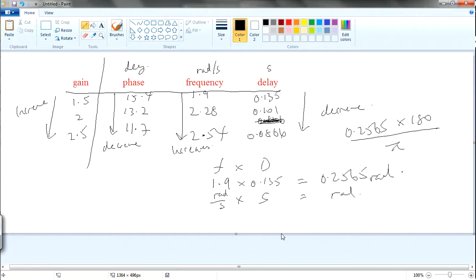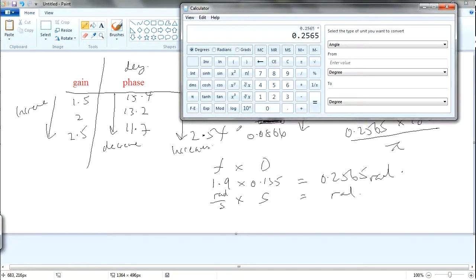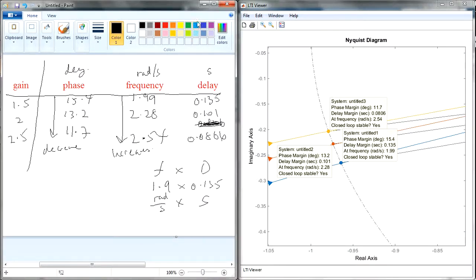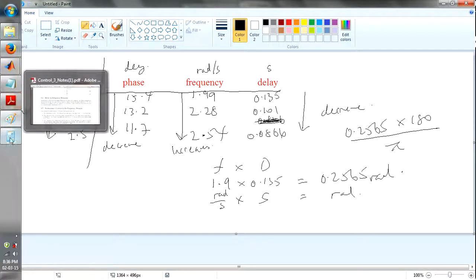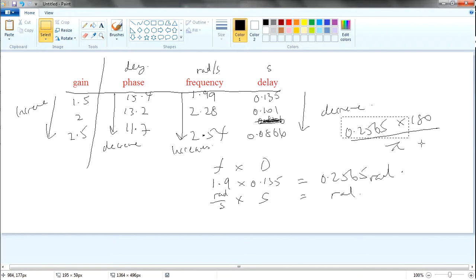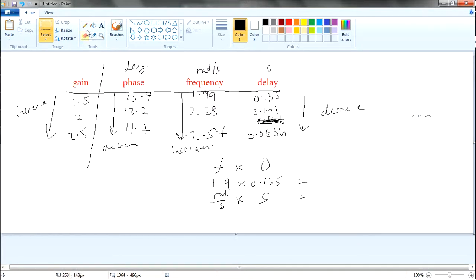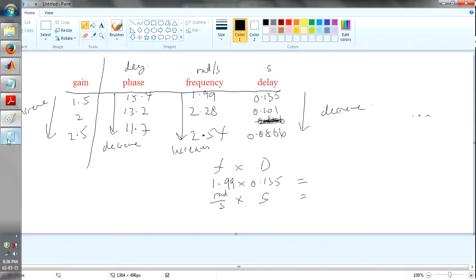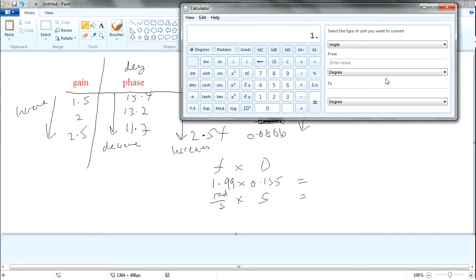So what do you get? Let's take a look. If I times 180 and then divide by 3.142, I have about 14. I should have put in 1.99. That one decimal place is very critical. So let me retry it. Hopefully I can get the real answer. So this is 1.99. 1.99 times 0.135, and then I times 180 degrees divided by 3.142. You see I have 15.39 over here. It's the same thing.